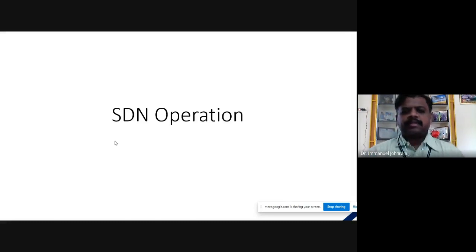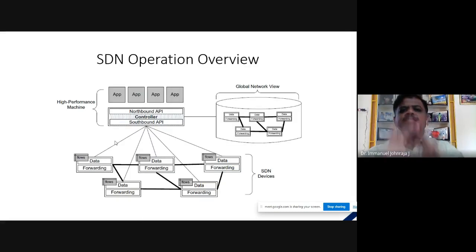What are these software defined networking operations? All these are only at the abstract level we are learning anyway. So this is the overview of software defined networking. We have SDN devices. When you talk about SDN devices, you could see they have something called data as well as forwarding. So it does only these two: collects the data, forwards the packet, nothing more.